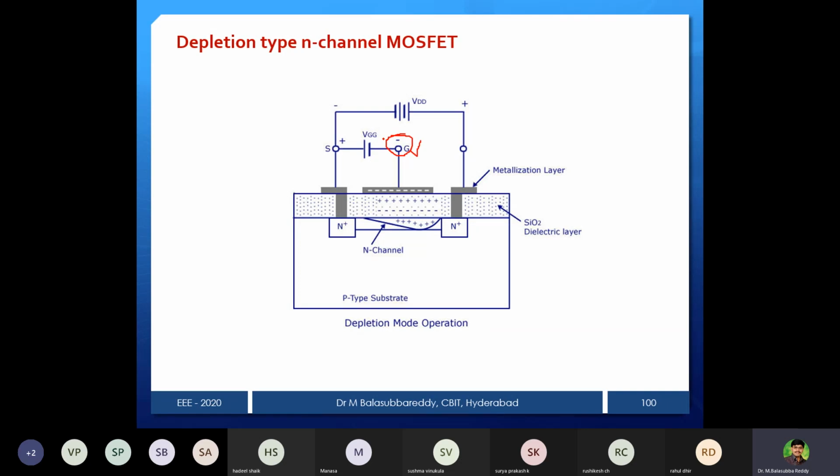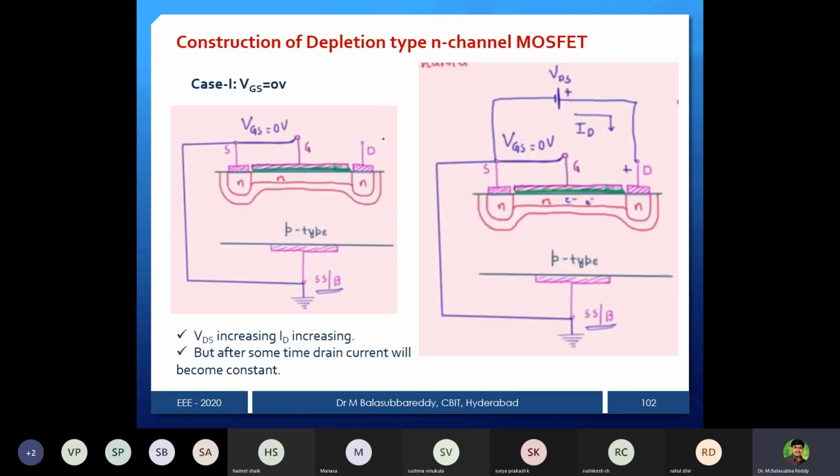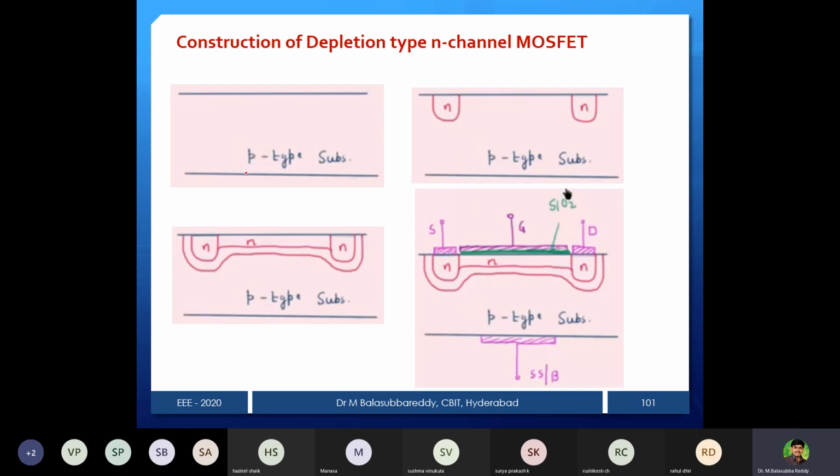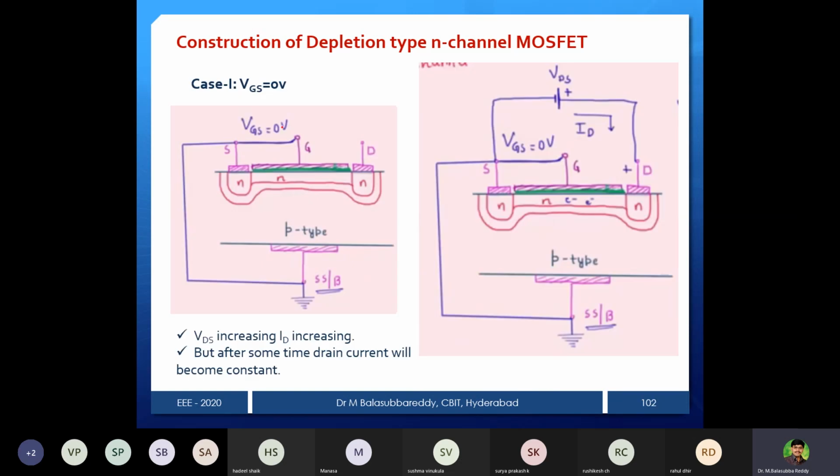There, the gate can be 0, gate can be negative, gate can be positive. So three operations are possible in the case of a depletion type MOSFET. I will show that one by one. Now you can see as usual this diagram construction will be exactly the same. Only the gate terminals will change. You can see now the body, substrate, and then N type material will be drain and source, and there the N channel will be established here, and you can connect.